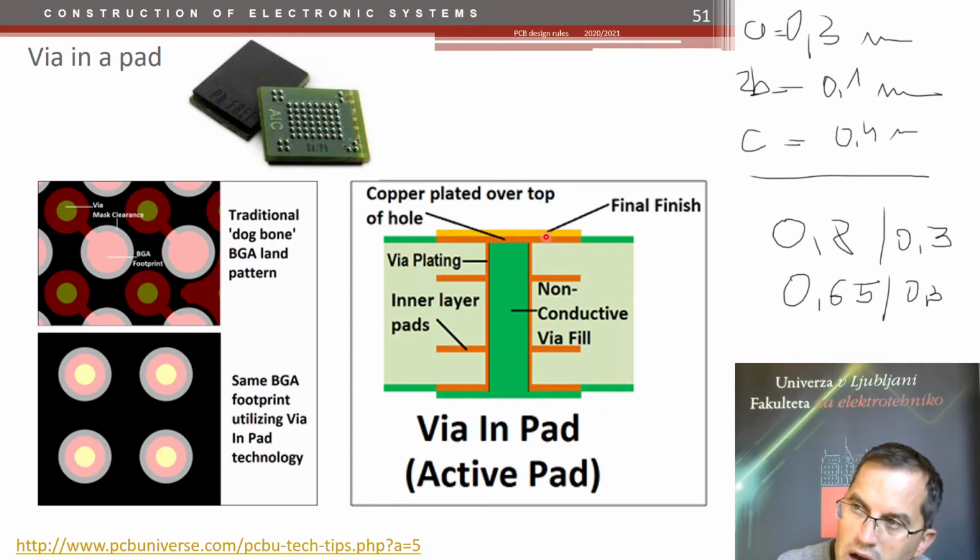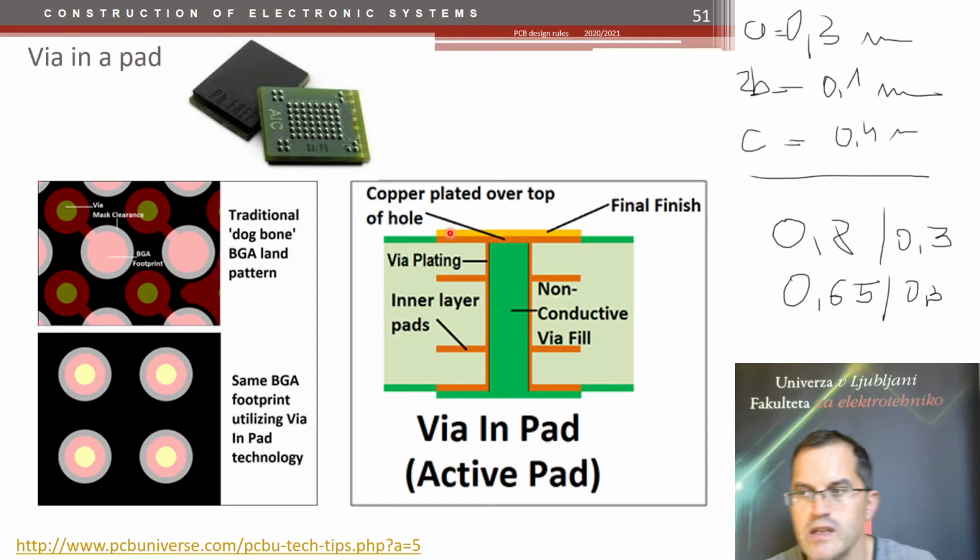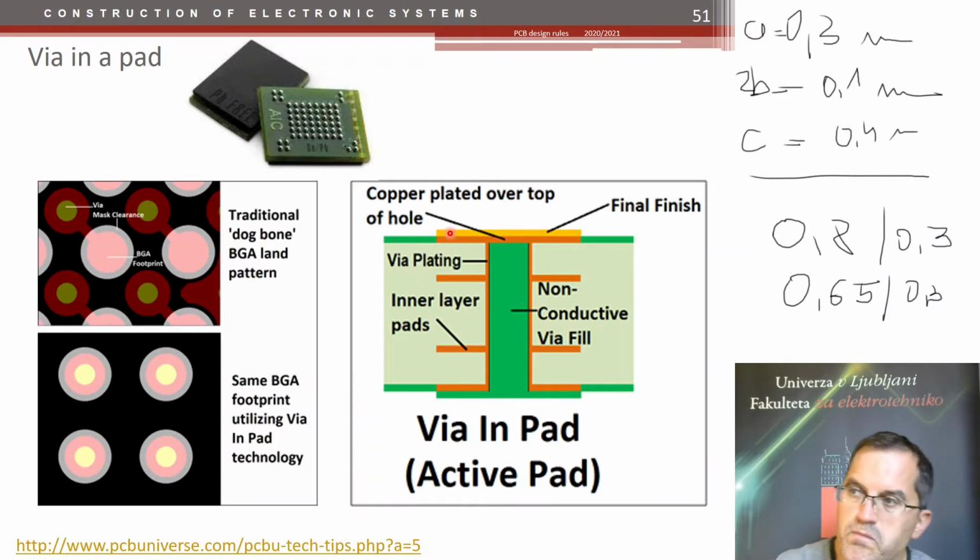Here is the area covered with copper, and then you have a surface finish, which in the case of BGAs is usually gold immersion. So yeah, that's an option, but it's an expensive one.